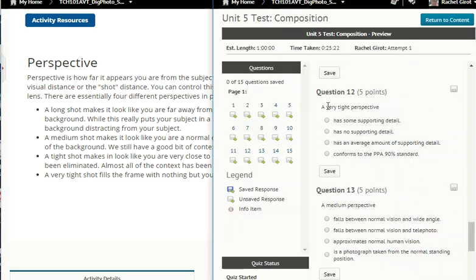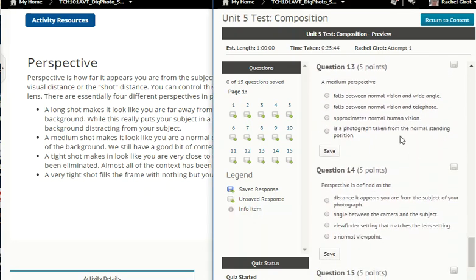All right. A very tight perspective has no supporting detail. Remember, context is those supporting details, right? So the very tight shot has nothing else in the image, so there's no supporting detail.